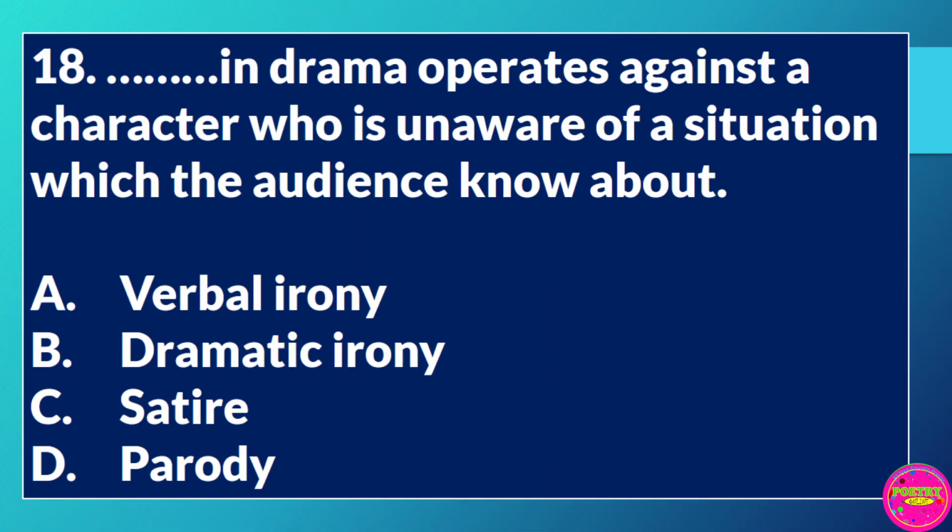Question 18. Dramatic irony in drama operates against a character who is unaware of a situation which the audience know about. A. Verbal irony, B. Dramatic irony, C. Satire, D. Parody. The correct answer to this question is B. Dramatic irony in drama operates against a character who is unaware of a situation which the audience know about.